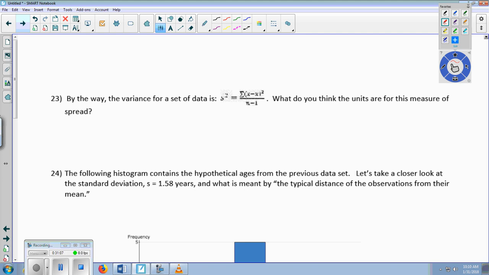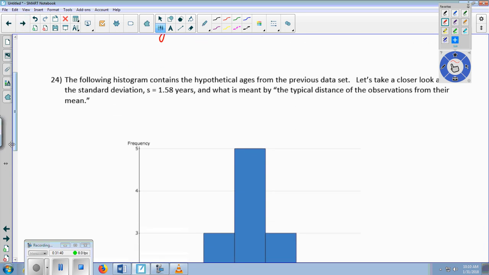The next little piece of information here is about the variance. That's just another measure of spread for statistics. We don't typically use it in here, but the variance is the standard deviation before you take the square root. So that was at that point 2.5 years squared. I just wanted you to hear it once, but we don't spend any more time on that in this class. You don't have to really worry about that.